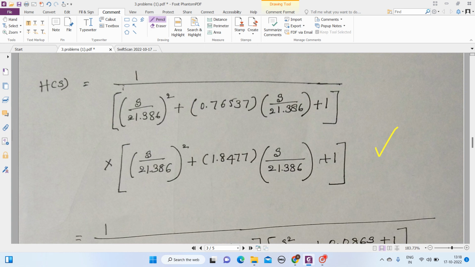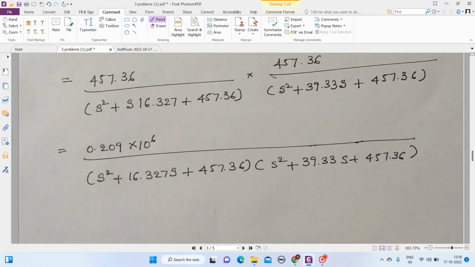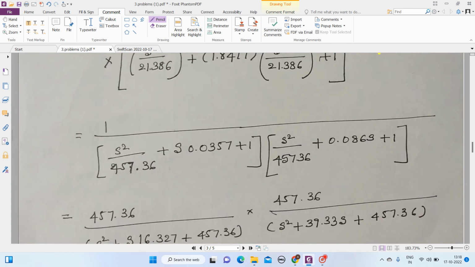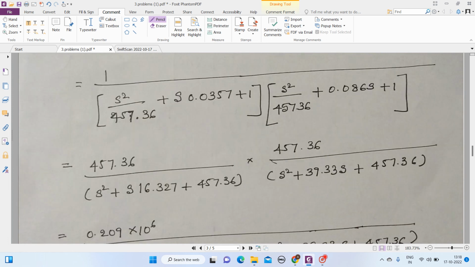Just substitute that and simplify this transfer function. Please don't represent it like this. Simplify this denominator equation in this format. Just solve this equation, that's all. Make it s square divided by 21.386 square, like this. So you will get the common number, right? Take this one, 457.36, in the numerator and you will get this equation in the denominator.